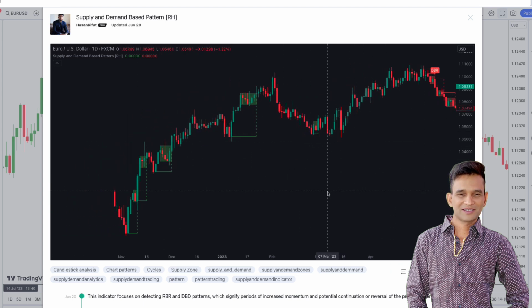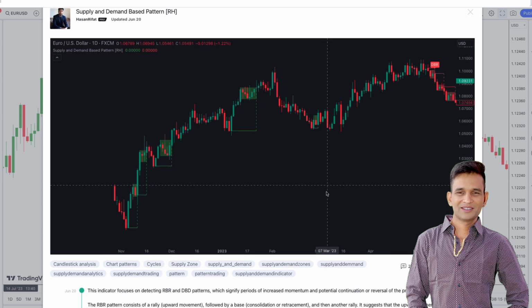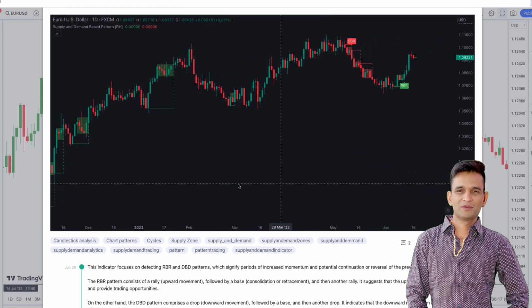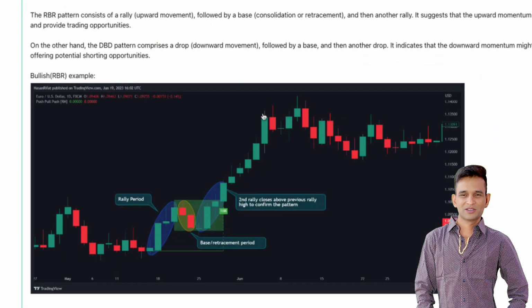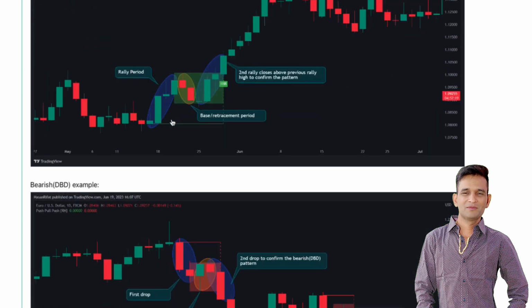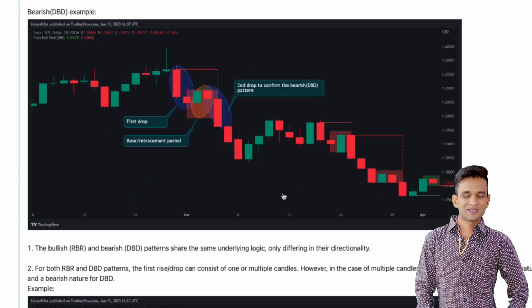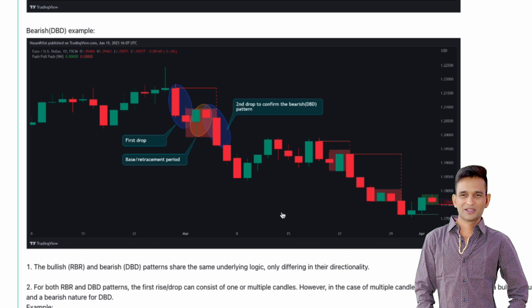From a technical analysis perspective, RBR and DBD patterns stem from Wyckoff's supply and demand theory. Essentially, an RBR pattern represents a bullish setup where demand overpowers supply, driving prices upwards. Conversely, a DBD pattern suggests a bearish setup, indicating an excess of supply over demand, pushing prices down.